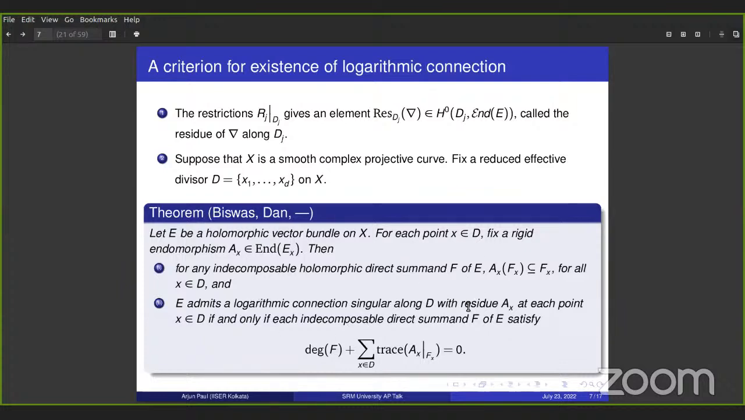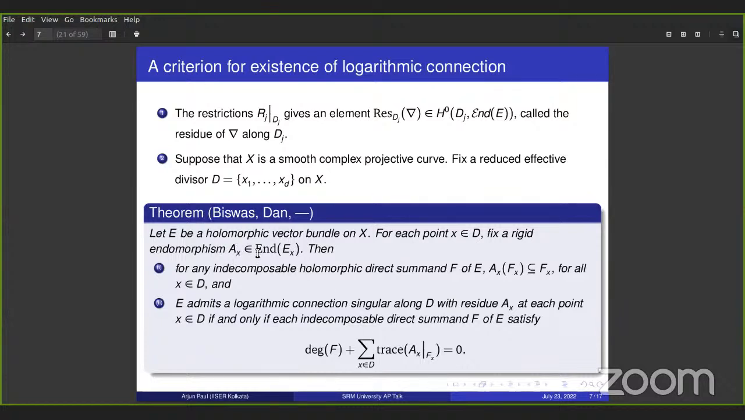If you do not take this rigid endomorphism, what do you get? It's not an if and only if, but then in the second part... Second part, here residues are rigid. So we are taking fixed rigid endomorphism AX. Then this if and only if statement holds. But I am saying that without the rigidity assumption, we cannot say.